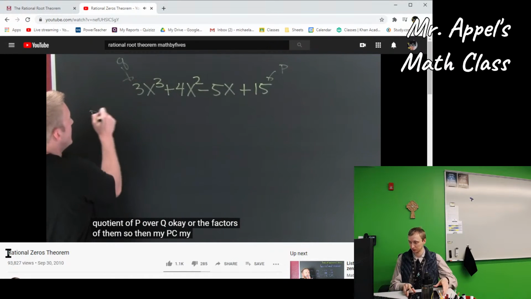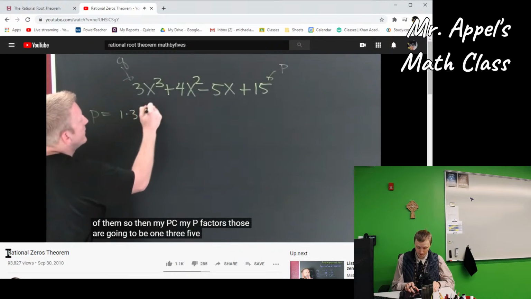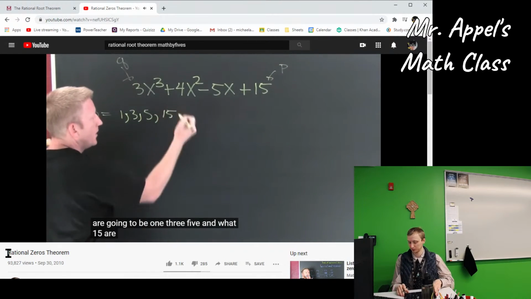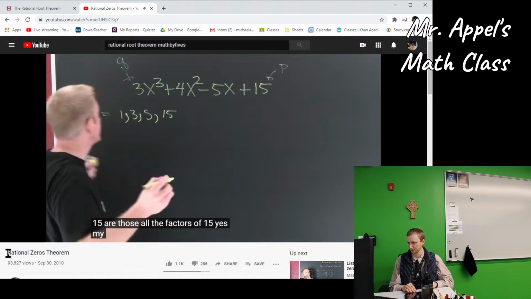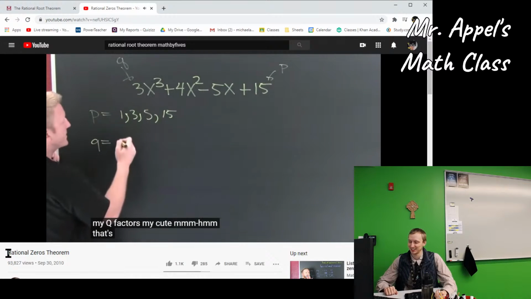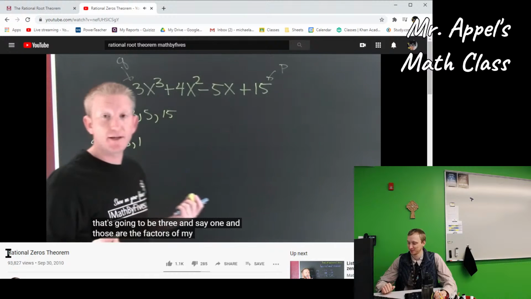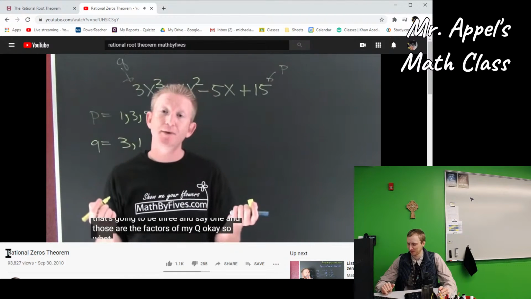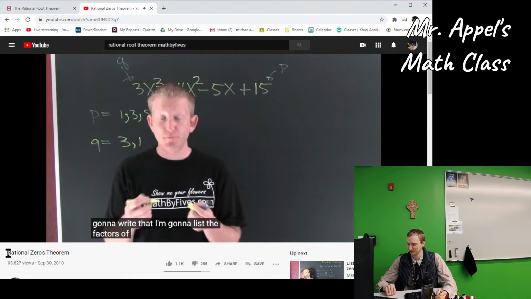So then my p factors, those are going to be 1, 3, 5, and 15. Are those all the factors of 15? Yes. My q factors, that's going to be 3 and 1. Those are the factors of my q. Okay, so what am I going to do? I'm going to list the factors of p over q.